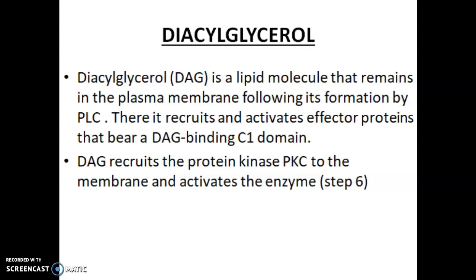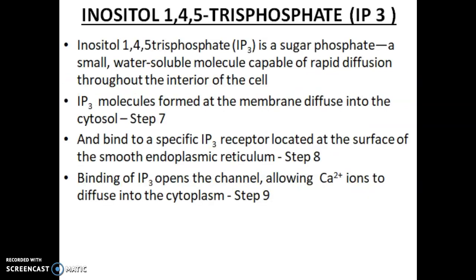Step 6. Inositol 1,4,5 triphosphate, IP3. It is a sugar phosphate, a small water-soluble molecule capable of rapid diffusion throughout the interior of the cell. IP3 molecules formed at the membrane diffuse into the cytosol, step 7, and bind to specific IP3 receptors located at the surface of the smooth endoplasmic reticulum, step 8. Binding of IP3 opens the channel, allowing calcium ions to diffuse into the cytoplasm, step 9.